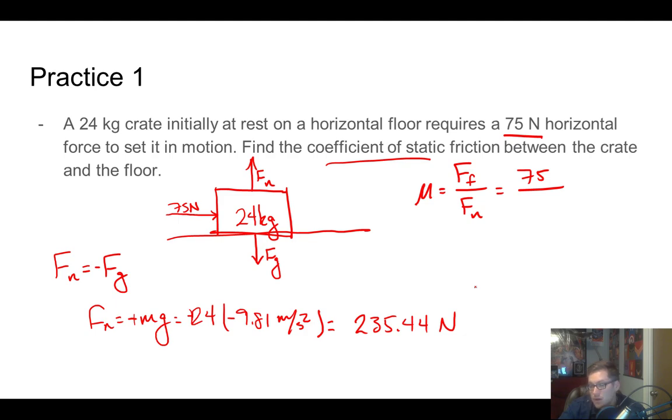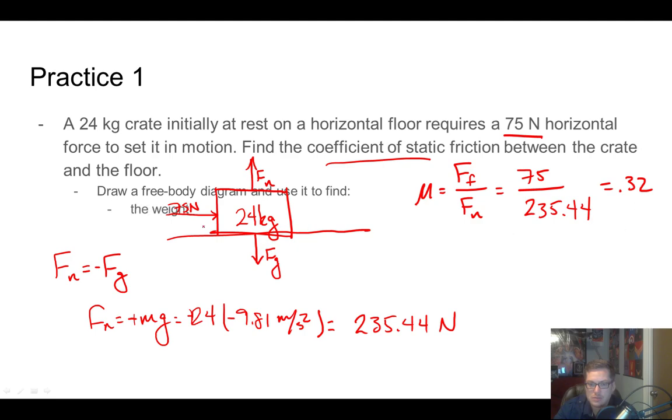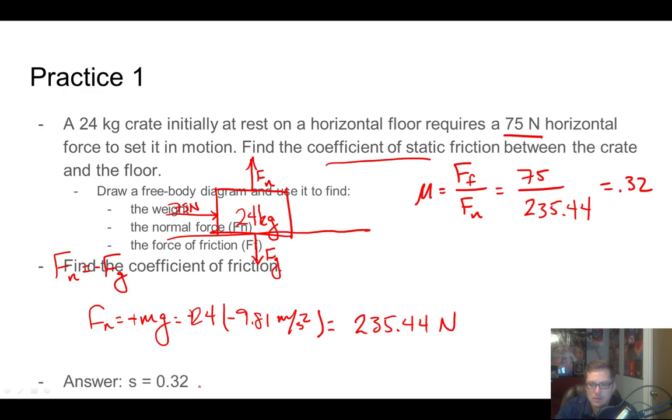And then we'll plug that in there, 235.44. We'll take our 75 divided by that, and we get 0.32. And so our coefficient of static friction is 0.32. So we did all these steps. We drew a free body diagram, we found the weight, we found the normal force, we found the force of friction, and we got the right answer, 0.32.